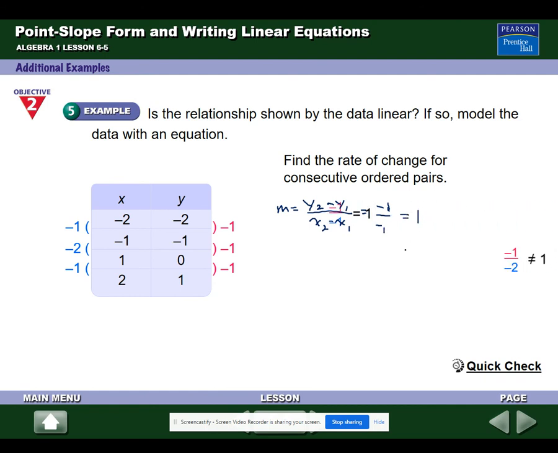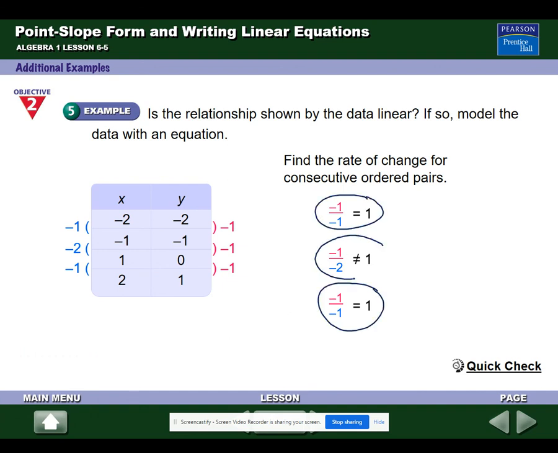Now, if you do that 3 times, let me just clear off what I have there. They get one of them that's 1. They get this one that also turns out to be 1. This one does not come out to 1. See the not equal to? It's not 1.